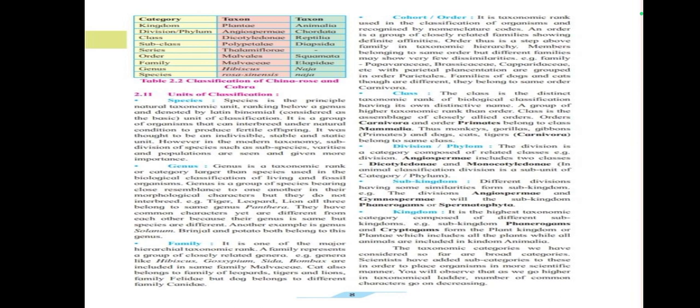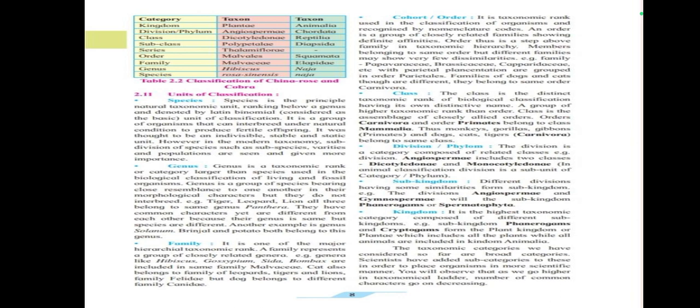Units of classification: species. Species is the principal natural taxonomic unit, ranking below the genus and denoted by a Latin binomial, considered as the basic unit of classification. It is the group of organisms that can interbreed under natural conditions to produce fertile offspring. It was thought to be an individual, stable, and static unit. However, in modern taxonomy, subdivisions of species such as subspecies, varieties, and populations are seen and given more importance.